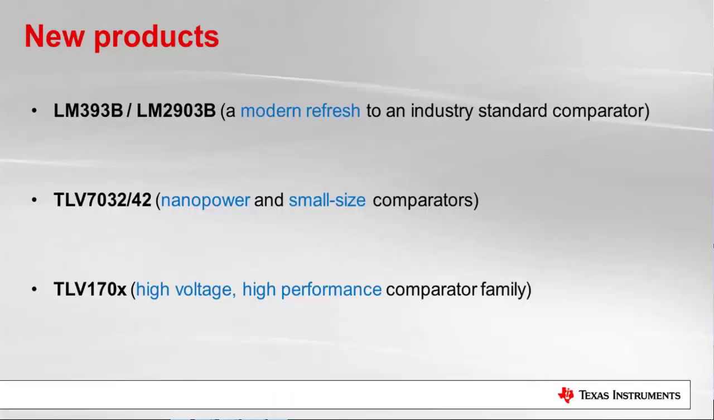But what I'm going to talk about today is really a couple of new products to start with. I'm going to focus on three products to keep it short and simple. The first is the LM393B and LM2903B. This is a modern refresh to one of our industry standard comparators that we've been selling for the past 40 years. Then I'm going to discuss a little bit about the TLV7032 and 42. This is a new nano power comparator family that really focuses on low power and small size. And lastly, I'll discuss the 170X, which is our high voltage, high performance comparator family.